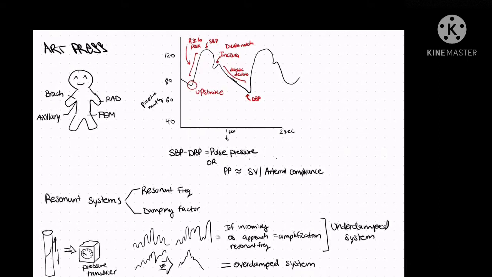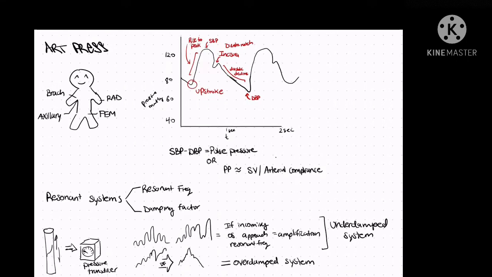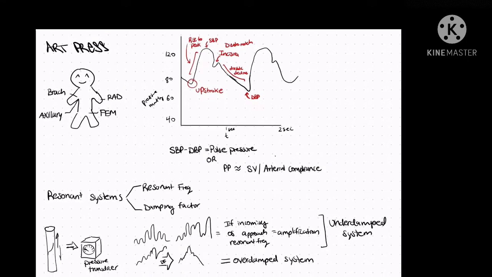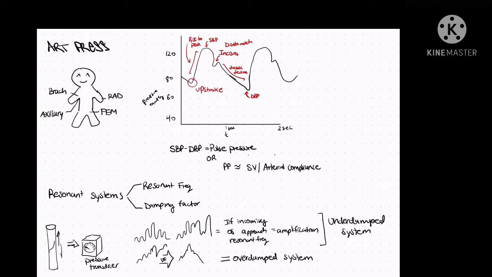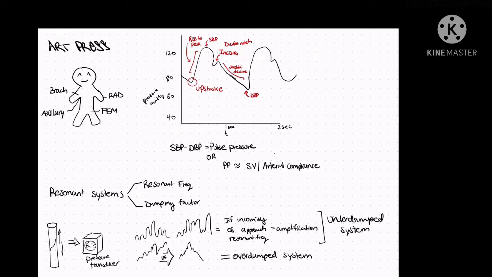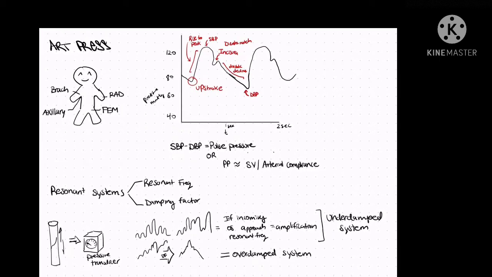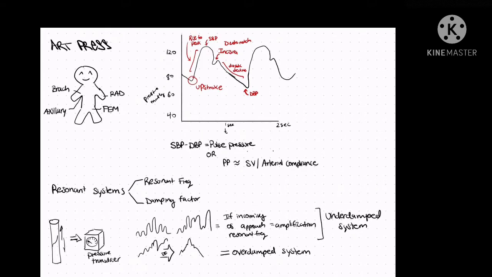If one waveform is met with another waveform before the cardiac cycle is complete, you get an amplification of the whole waveform. These systems are called underdamped systems. This is a problem because it's going to overestimate the blood pressure.